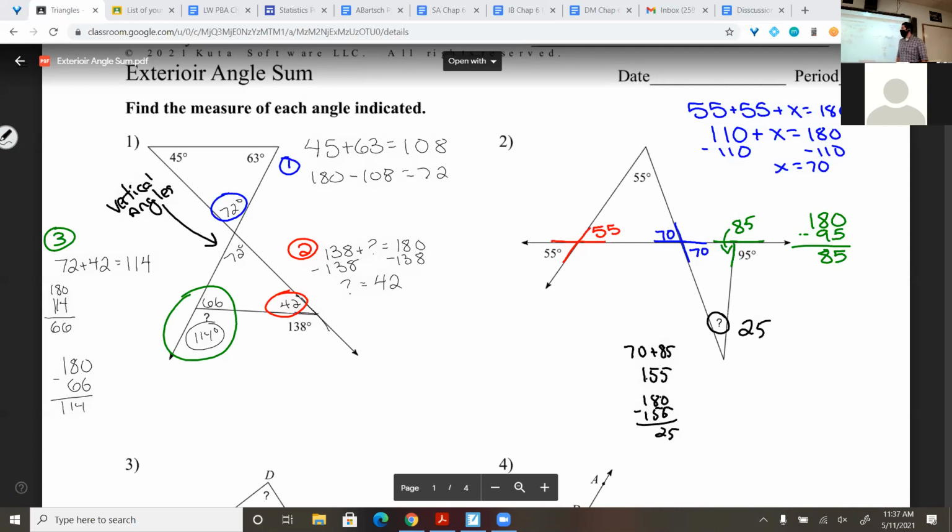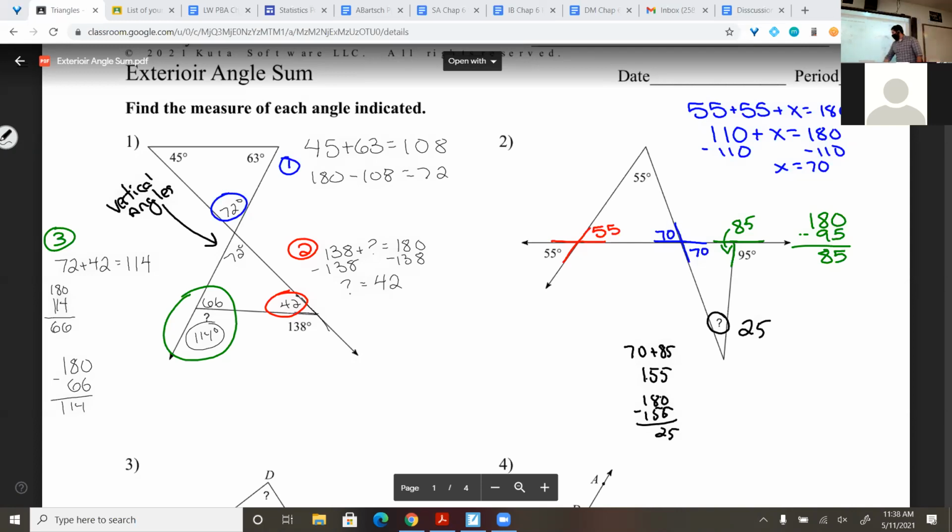what is 180? And I got that that unknown was 42. And then I had 72 and 42 in that bottom triangle, so I added them together. I got 114, subtracted that from 180, and I got 66. And lastly, I noticed I had a linear pair, so 66 taken away from 180 gave me 114.